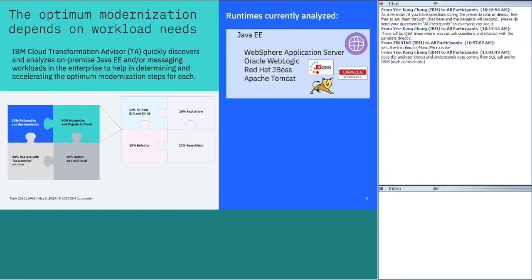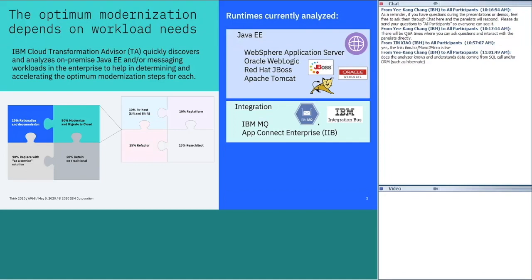What we're now able to do as well is also do IBM NQ. That was something we added this time last year, and just recently we've added IIB to that list. So that's the IBM Integration Bus, the latest incarnation of it being App Connect Enterprise, also known as ACE. So I'll show you some of our new capabilities in relation to that.